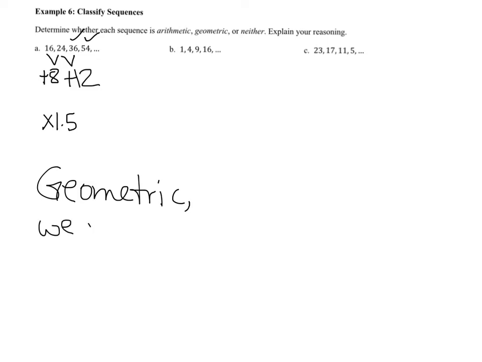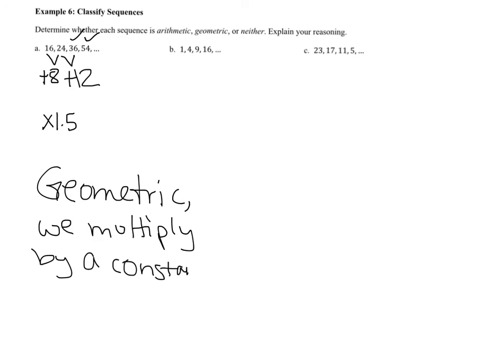So if I'm checking to see for it being geometric, I know to get from 16 to 24, I'm going to have to multiply by 1.5. So I check, and then 24 times 1.5 does give me 36, and 36 times 1.5 does give me 54. So this one is going to be geometric. And the reason that it's going to be geometric is because we multiply by a constant of 1.5.